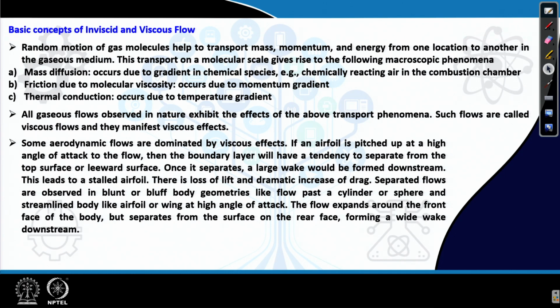A, mass diffusion. So, that occurs when you have gradients in chemical species. If there are variations in the concentration of different chemical species, there would be mass diffusion, and an example of this would be chemically reacting flow in a combustion chamber of a gas turbine engine, for example.